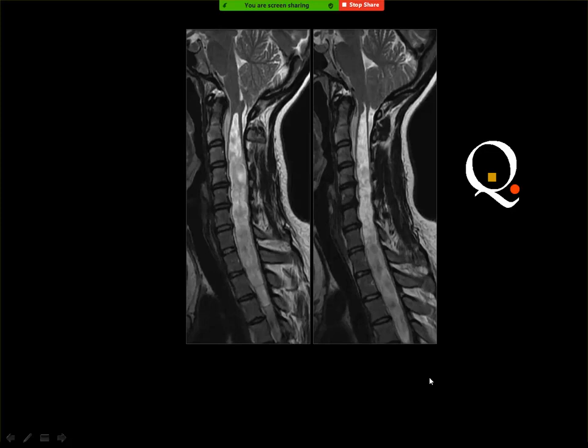Intramedullary lesion. Yes, intramedullary lesion. What do you think? Ependymoma. No, it's a long segment. Extensive lesion, extensive long segment. Astrocytoma. But for astrocytoma, you should have a solid component and a cystic component. But here you see only a cystic component, which indicates that this is a syrinx, dilatation of the central spinal canal.